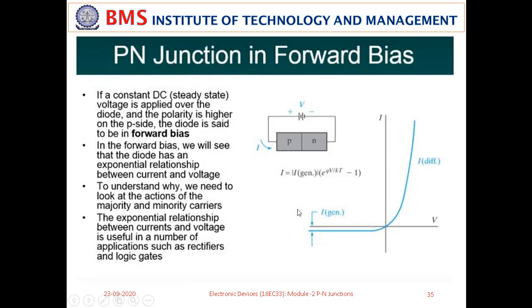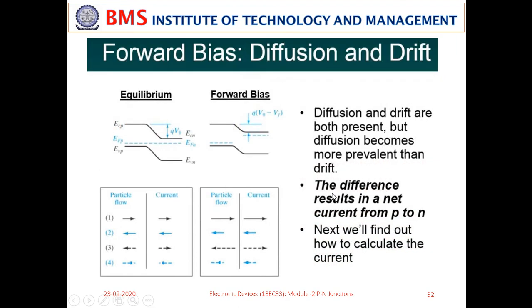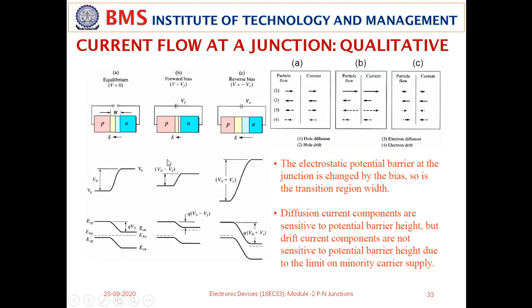Let me take this diagram here. You can now see all together the current flow at a junction. This is a qualitative description. The first column indicates the equilibrium condition. The second column is the forward bias condition. The third column is the reverse bias condition. The first row shows the PN junction set up for equilibrium, forward and reverse bias conditions. In equilibrium, the applied voltage is 0.